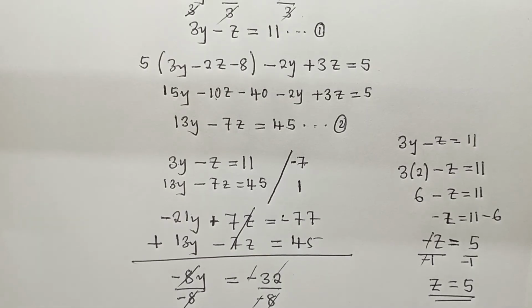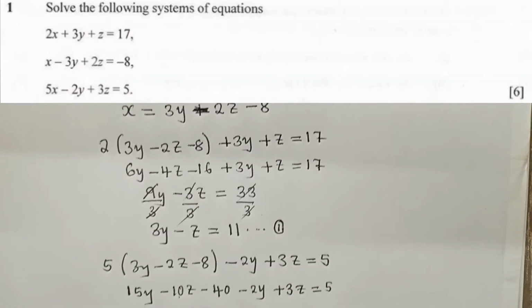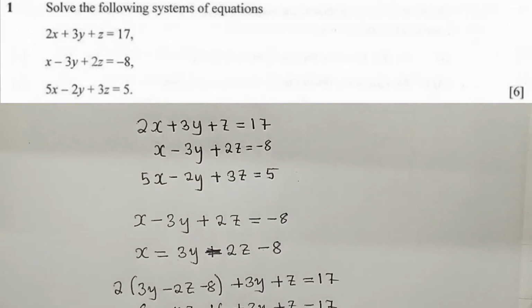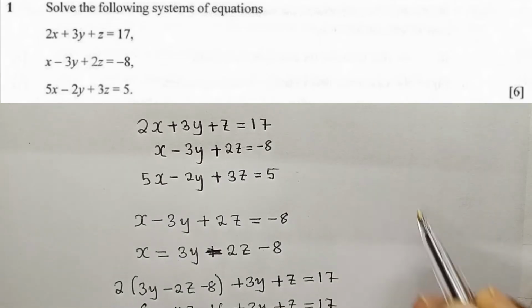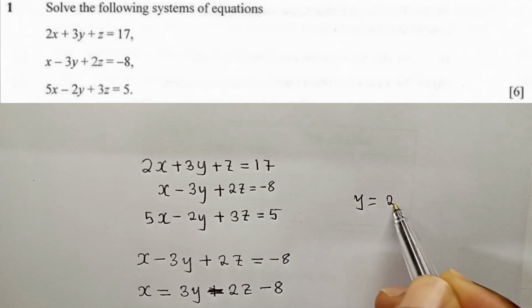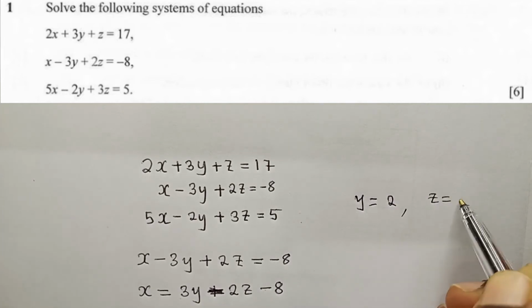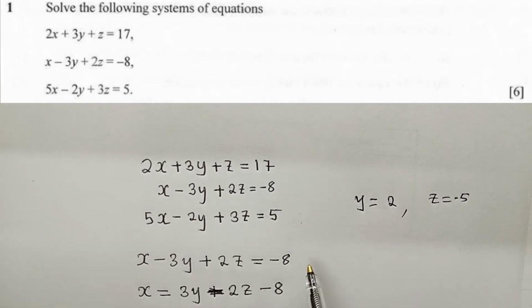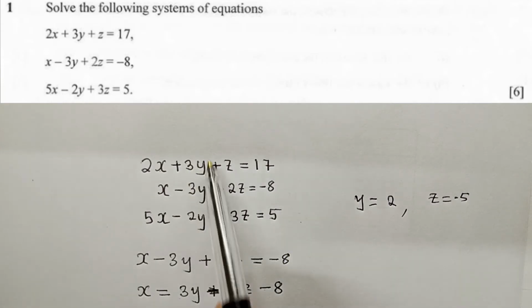All right. So now we've managed to find the value of y. Let me say y is equal to 2 and z is equal to negative 5. And we want to solve now for x. So we can use any of the equations.